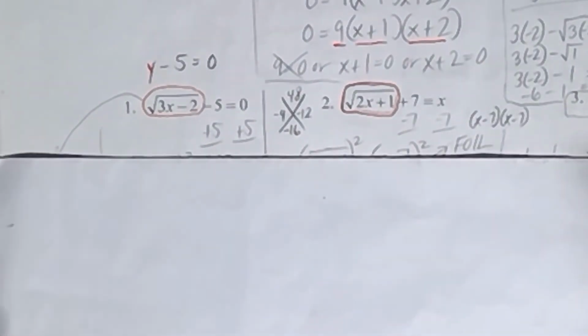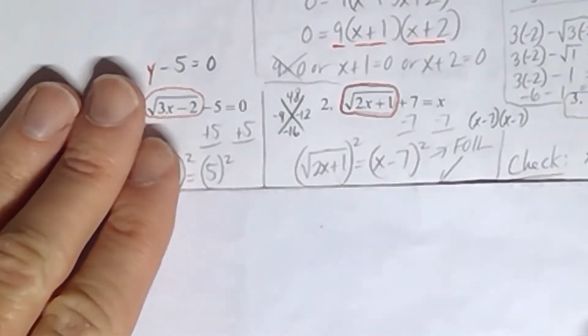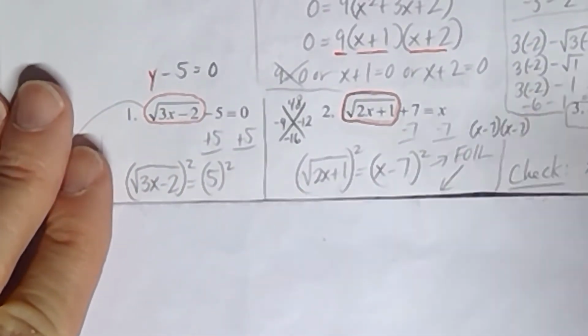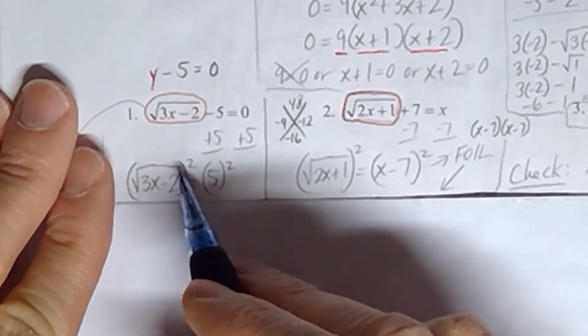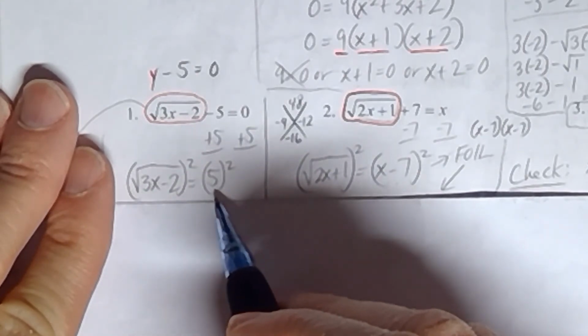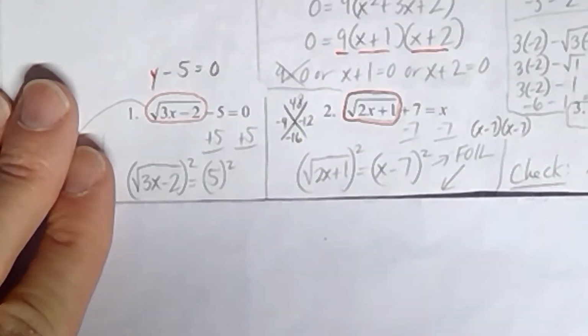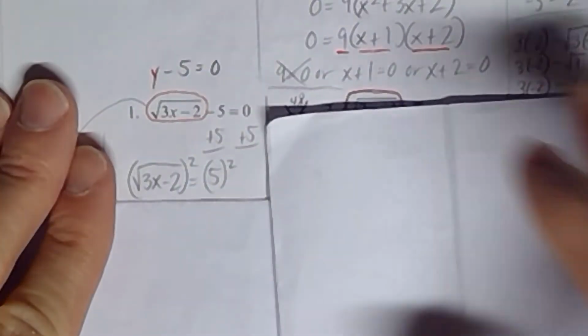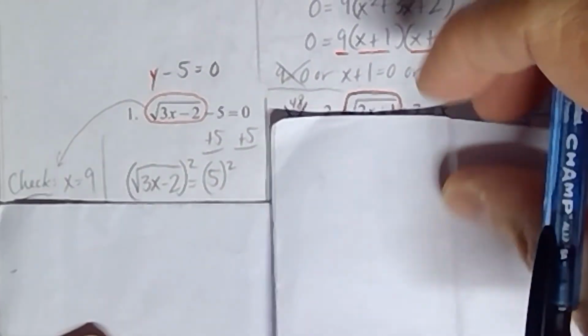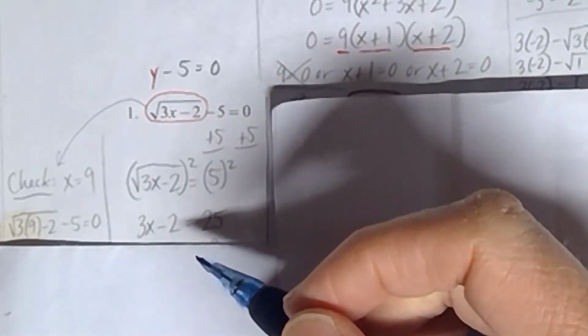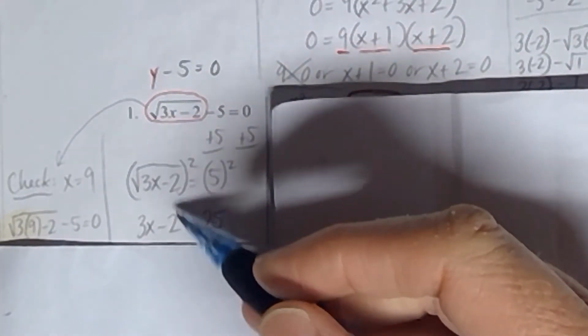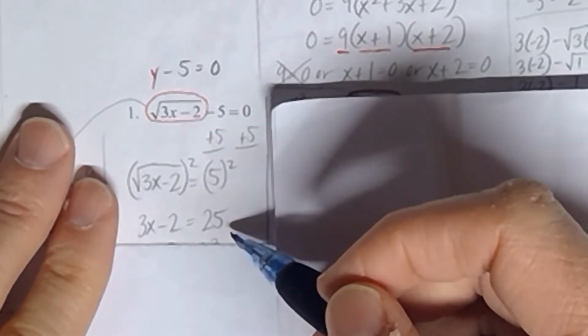And so that's exactly what I did in the real problem here. Okay, and I got the square root of 3x minus 2 equal to 5. I then squared both sides right away because the radical is by itself, and I got what? I got 3x minus 2, no radical because the square canceled out the square root, equal to 25.